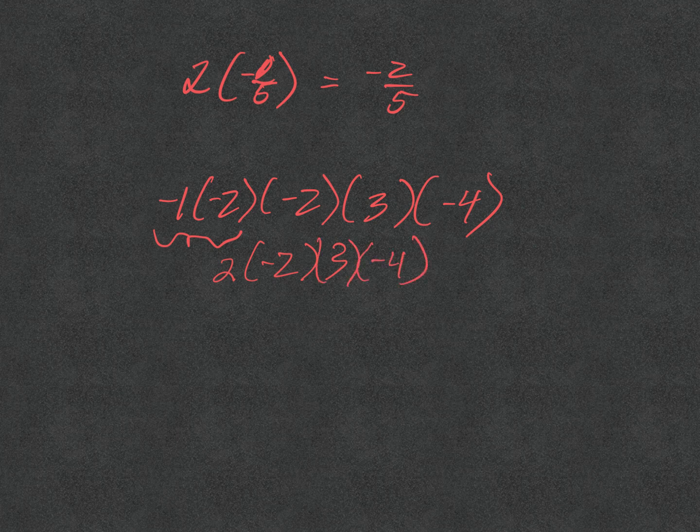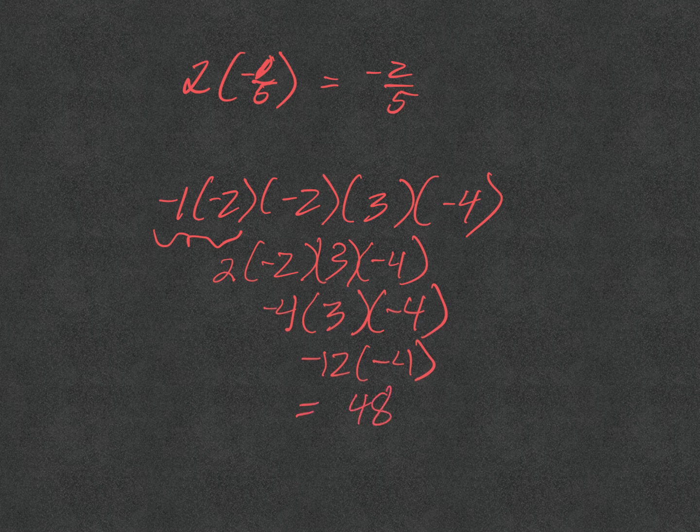All right? And then 2 times negative 2 is a negative 4. And then negative 4 times 3 is a negative 12, because that's a positive and a negative. Then negative 12 times negative 4, a negative times a negative, is 48. And so one way to do that is to do one multiplication at a time and work your way through it.